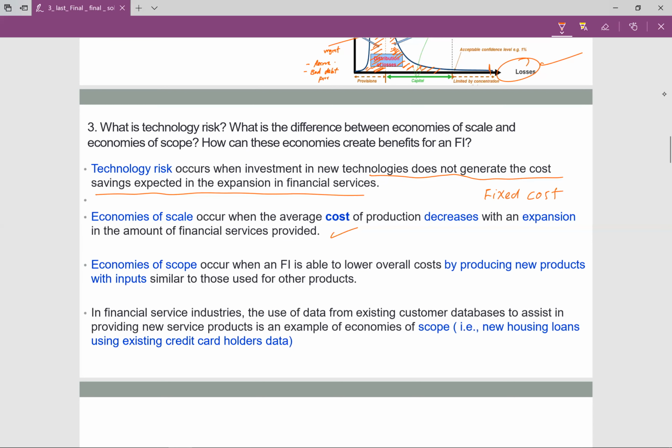If we are operating now at a loss due to the variable cost, we cannot scale. Which means now, just to make it clear, economic of scale is related to profitability. I scale because I want to get my profit.